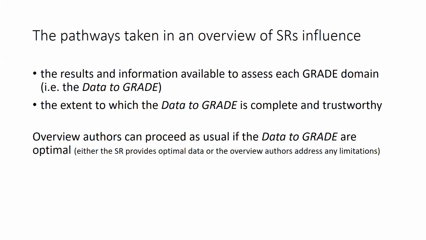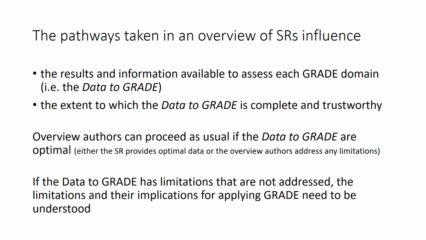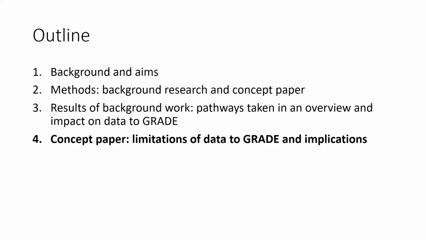So if you end up with data from a systematic review that really approximates what you would want if you'd done the review yourself, or if in the process of doing your overview you address any limitations that you identify, then you can probably apply GRADE as usual. However, if the data to GRADE has limitations that are not addressed, the limitations and their implications need to be understood.